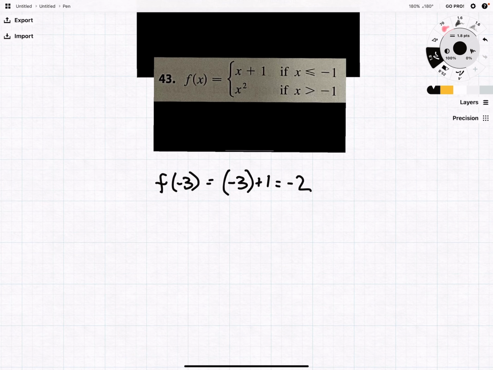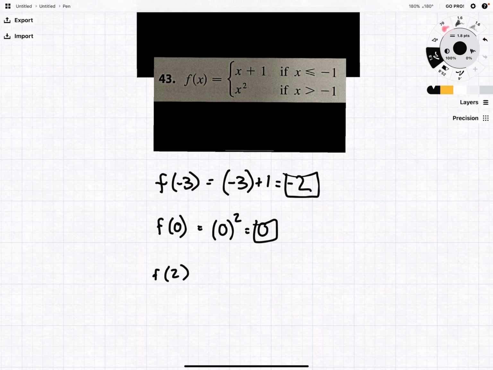Then, when we have f of 0, well, 0 is greater than negative 1, so we'll use the x squared function. We'll have 0 squared, and that will just give us 0. Then lastly, we have f of 2. And again, 2 is greater than negative 1, so again, we'll use the x squared function. We'll have 2 squared, and that's going to give us 4.